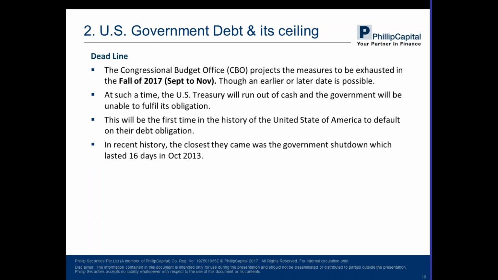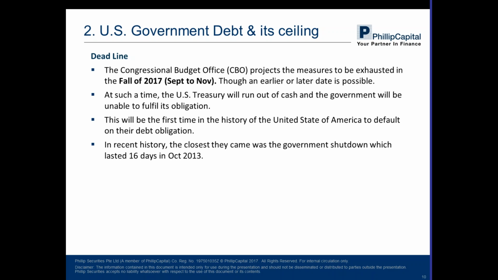So what is it now? We all know that there's going to be a deadline once they exhaust all their extraordinary measures. That deadline, as projected by the Congressional Budget Office, is sometime in 2017, around September to November. However, this is just based on simple estimates, and an earlier or later date is actually possible.